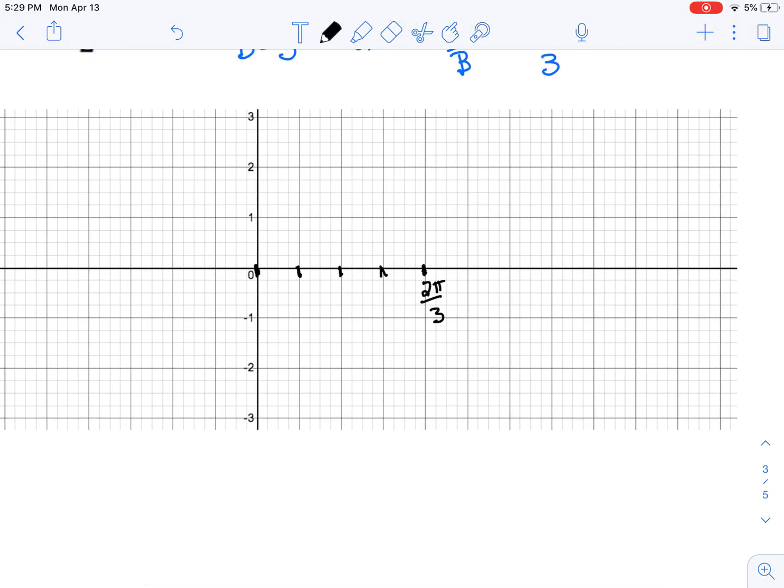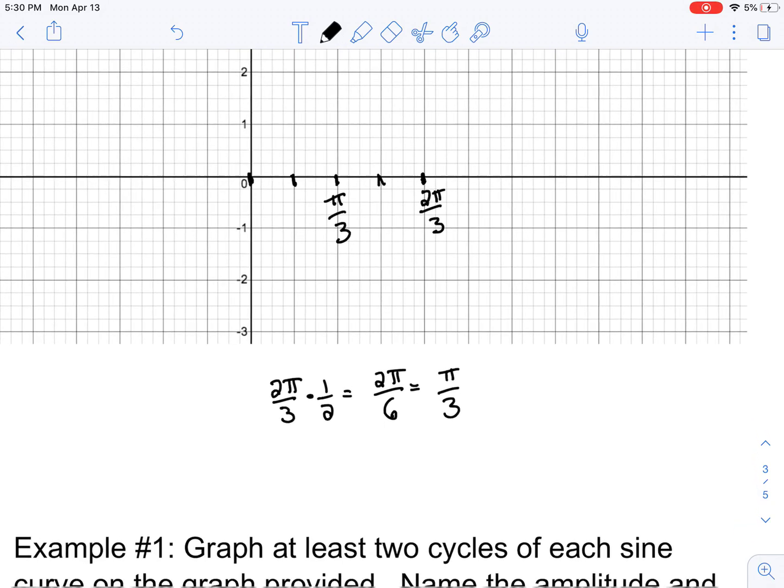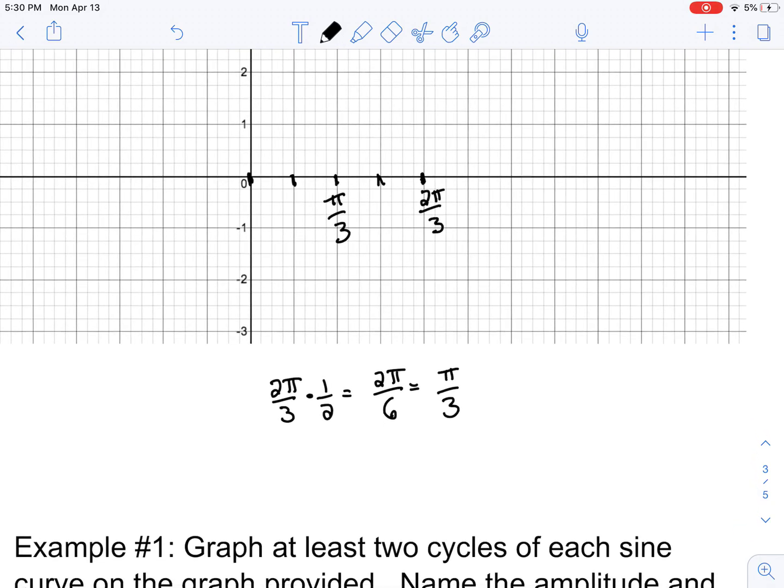I always like to find half that distance then. Let's find the middle of it. So if I take 2 pi over 3, multiply it 1/2, that'll give me that half distance, so 2 pi over 6, which is pi over 3. Then I want to find half the distance between 0 and pi over 3, so I'm going to take pi over 3, and I'm going to multiply it times 1/2. That gives me pi over 6. So this distance is pi over 6.